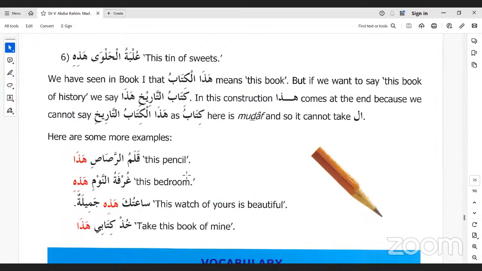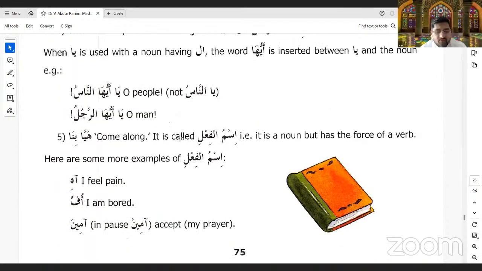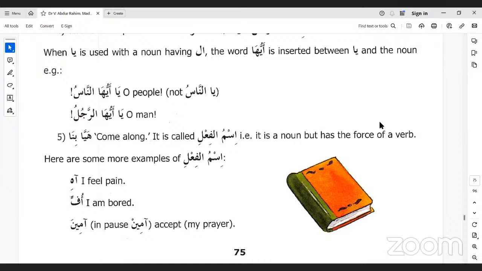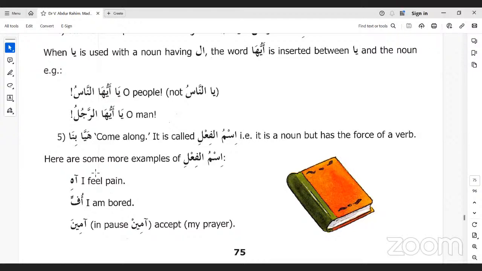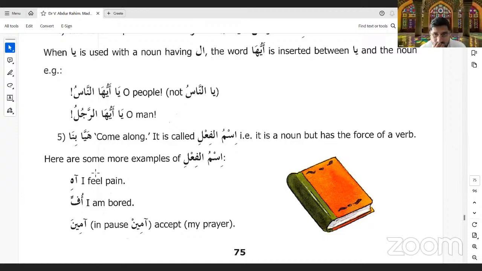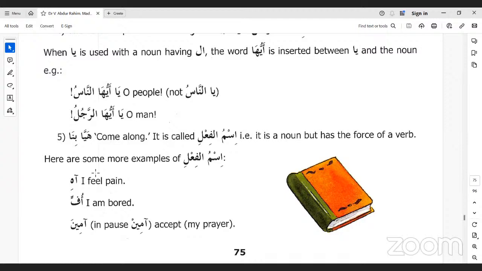Okay, ismul fi'l means a noun in the meaning of a verb. Sometimes there are words in the Arabic language which are nouns, but they give the meaning of a verb. That's what is called ismul fi'l. They're normal nouns, but they give the meaning of a verb. So if we read point number 5: Hayya bina, come along. It is called ismul fi'l. That is, it is a noun but has the force of a verb. Hayya means come.